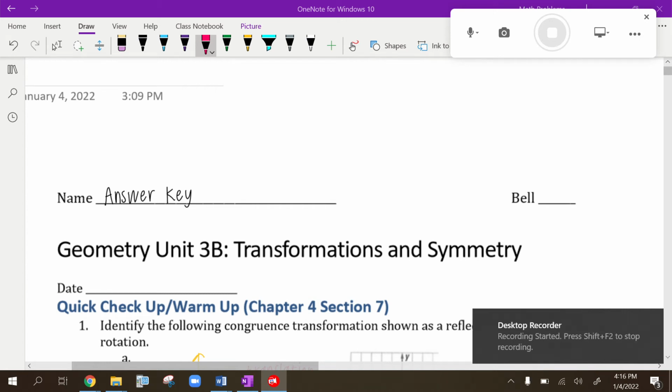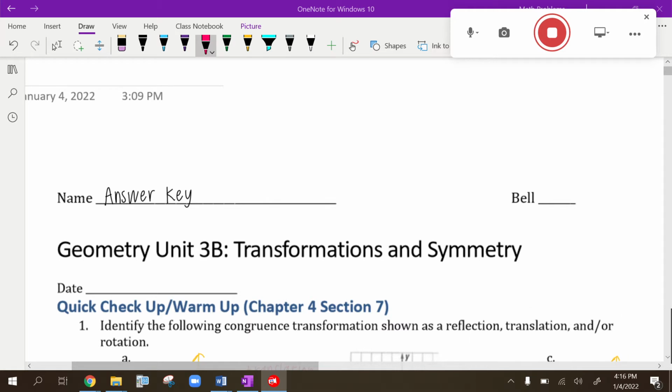Welcome back, everyone. Today we are going to start Unit 3B, Transformations and Symmetry. As we talked about in class today, we are going to talk about three main transformations in this chapter: reflections, rotations, and translations. So I know that we talked about these a little bit today.